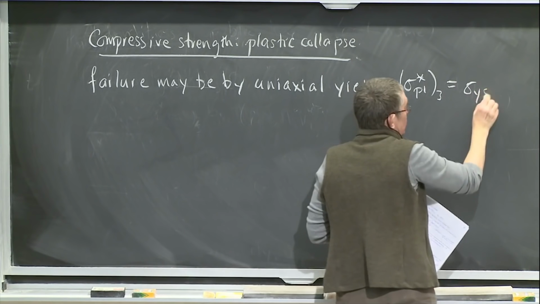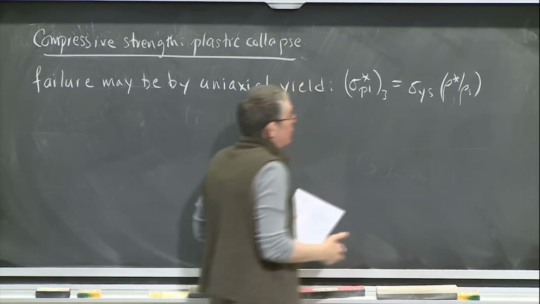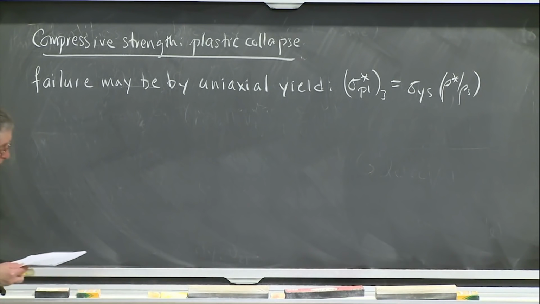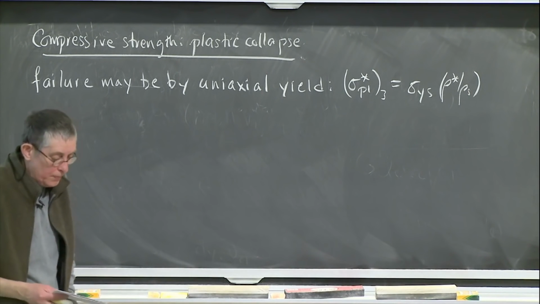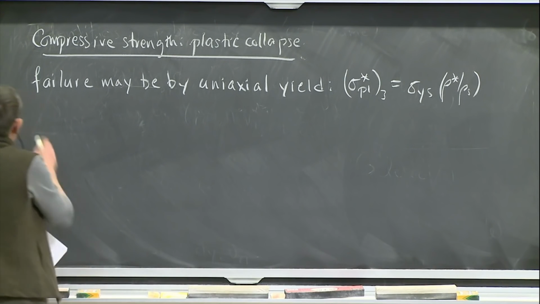And if you get that, then it just depends on how much solid you've got again. So it's just the yield strength of the solid times the relative density. But usually the honeycomb is thinner walled than that, and usually you get plastic buckling preceding that.